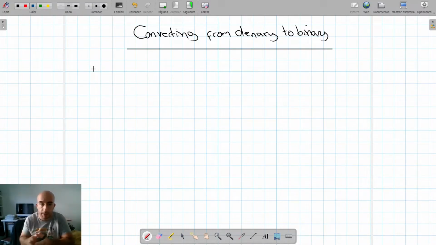The first thing to remember when we convert from the decimal system to any other system is that we write the base of the other system from right to left, with the exponents of the position. So I'll show you. If we want to convert to binary, we write the positions in this way.